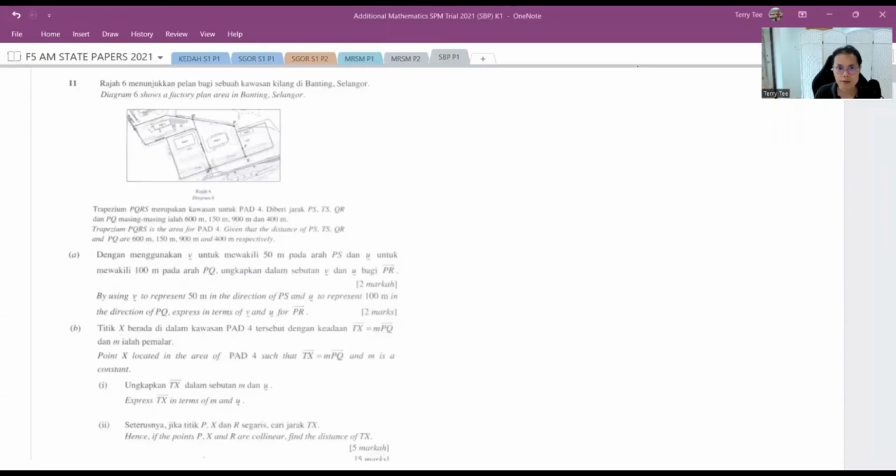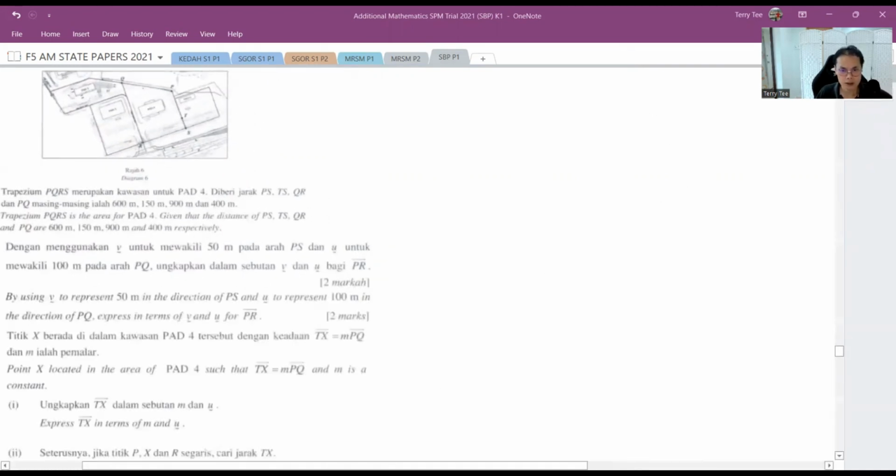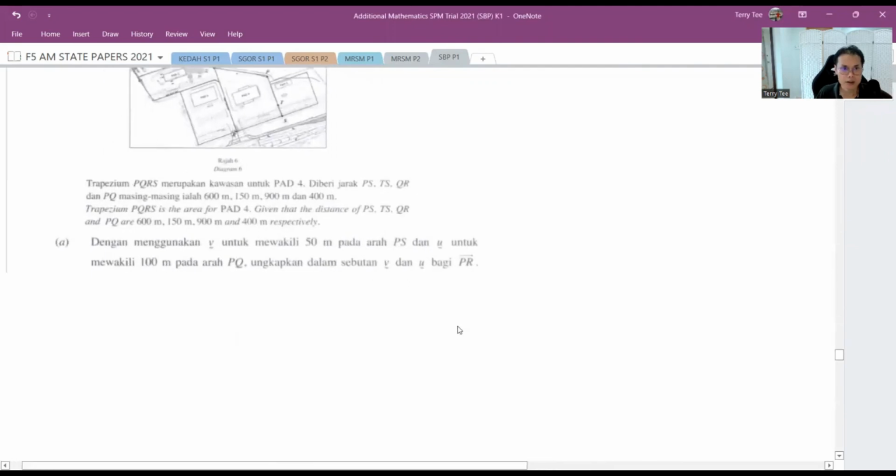Okay, question number 11. This is from Form 4, Chapter 8, Vectors. So here we have a diagram that shows the plan of a factory plant area in Banting, Selangor. So we have trapezium PQRS. Now this is a bit small. I may have to zoom in first. Okay, a bit small to see.